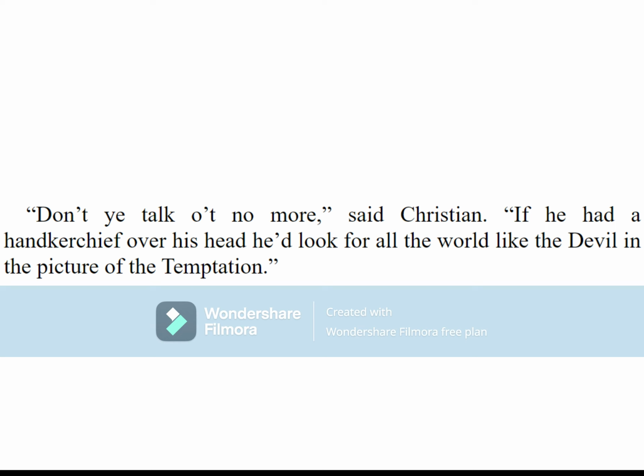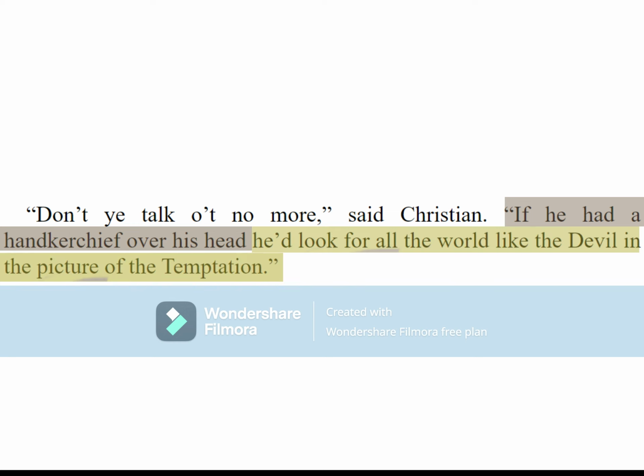If he had a handkerchief over his head, he would look for all the world like the devil in the picture of the temptation. If he had a handkerchief over his head, it's our adverbial clause, and he would look for all the world like the devil in the picture of the temptation, it's our main clause. The subordinator of this complex sentence is if, and it's a subordinating conjunction.